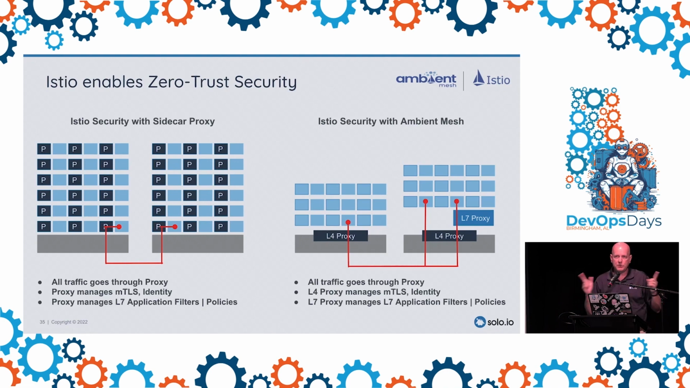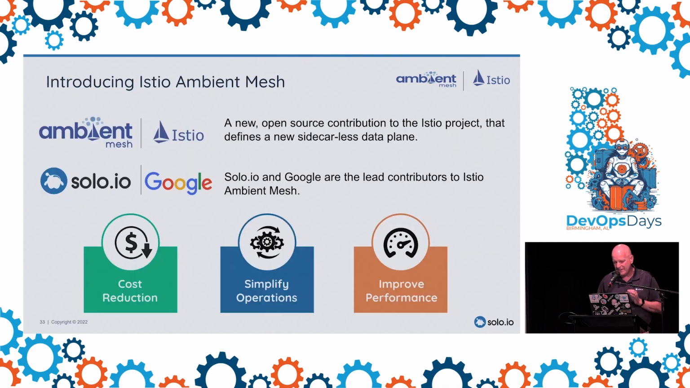And then optionally, if you are applying layer 7 policies, then you may have an additional layer 7 Envoy proxy in the path of the request. So this turns out to be much lighter weight, much more performant. And I think perhaps the most significant thing that this does is it really simplifies operations at scale. Let me give you an example of why.